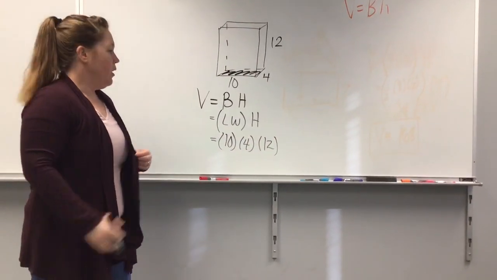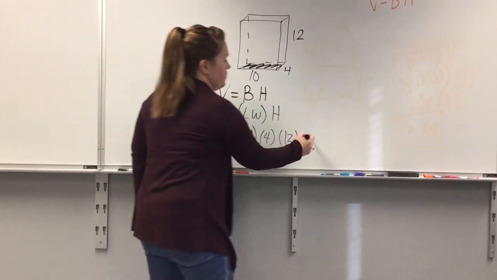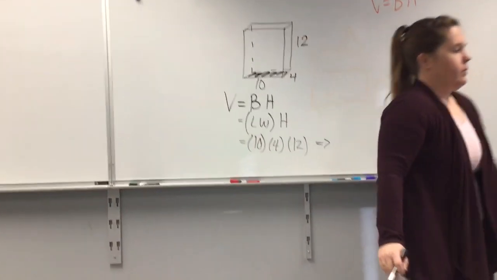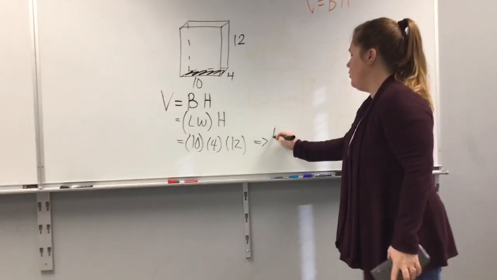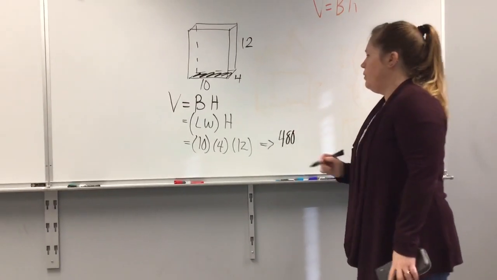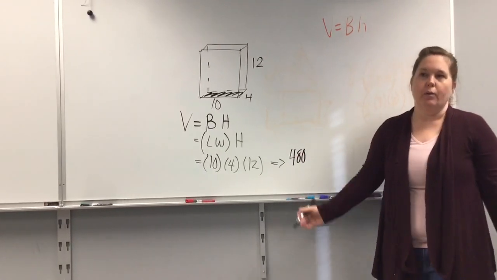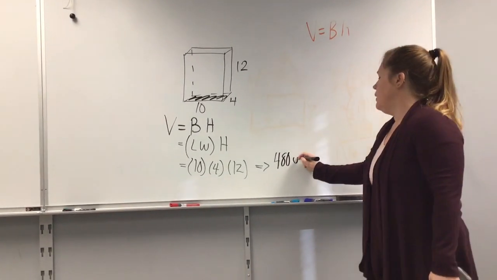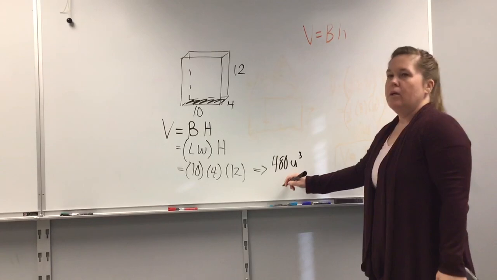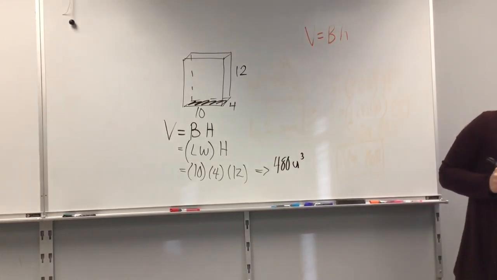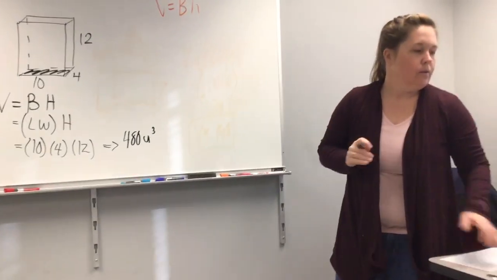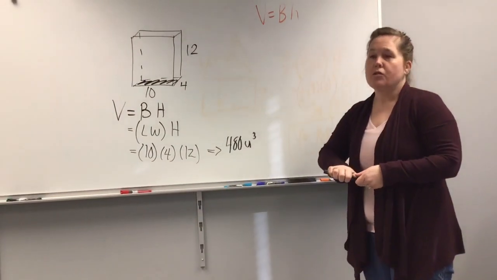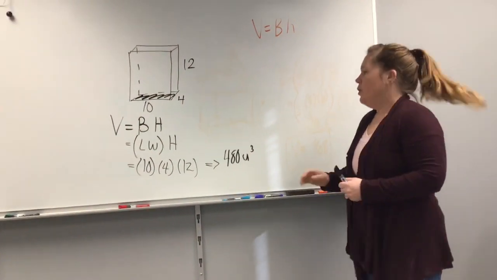Okay, we're going to multiply all those together. So we get 10 times 4 is 40. 40 times 12 would be 480. If we had units on there, we would put them. Because it is a volume, you would have cubic units for your volume. So those are prisms, okay?